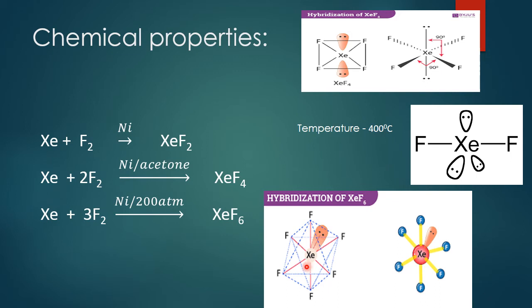If it is sp3d2, we would have no lone pair of electrons, and we can call it an octahedral shape. But here the hybridization is sp3d3, so the shape is said to be distorted octahedron.